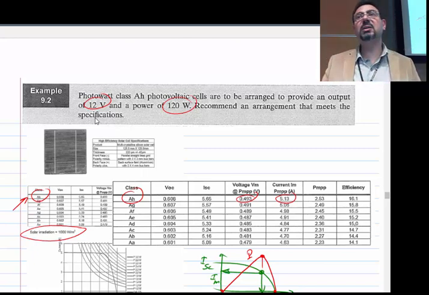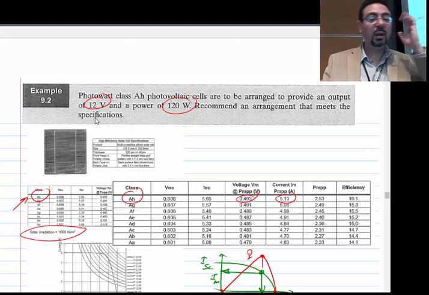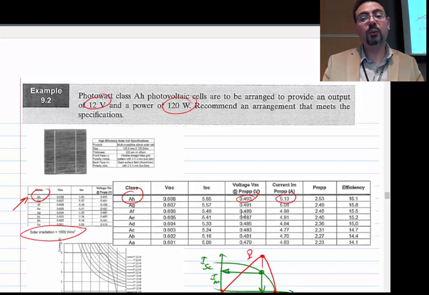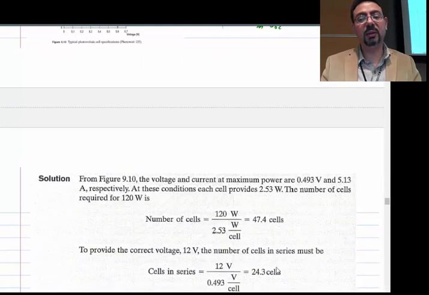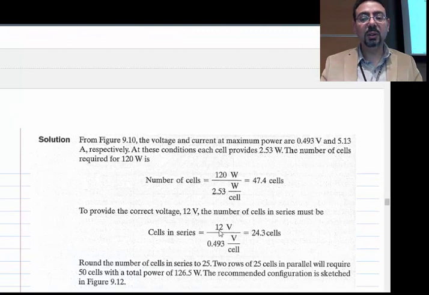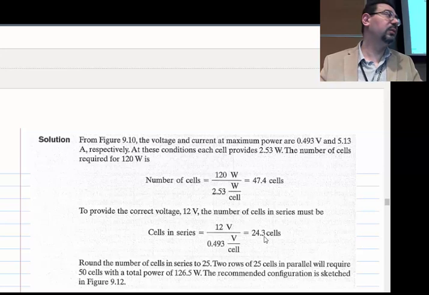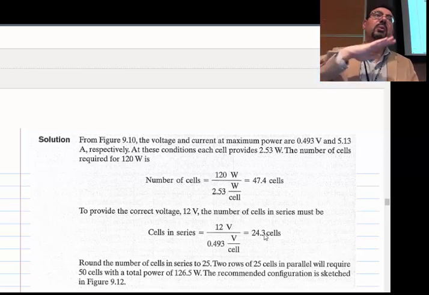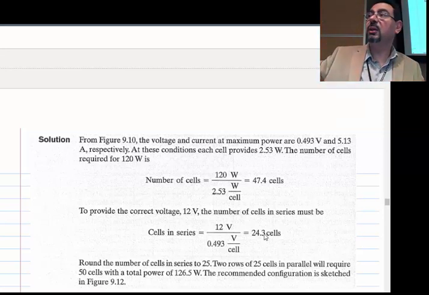How many should I put in series if I want 12 volts and each one of them is 0.49? 12 divided by 0.49, right? It becomes 24.3. So obviously I need maybe 25, because 24 will make me short. I'm not going to get 12 volts, I'm going to give him 11 something. So I go higher. Okay, so I want 25 in series to get the 12 volts.